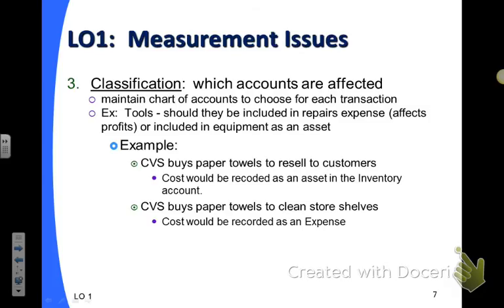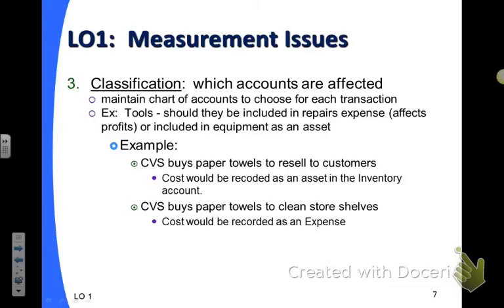Third item, classification. And this is that same question we've asked since the beginning of the year. Which are the accounts that are affected by each transaction? Okay, and so let's say we purchase tools. If we purchase tools, should those tools be included in repairs expense, or should those tools be listed as an asset on our balance sheet?